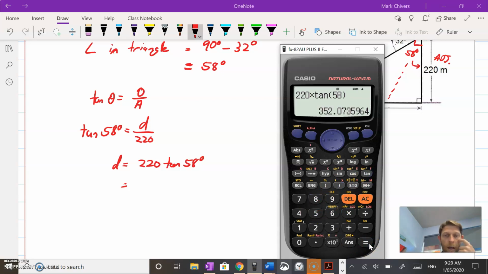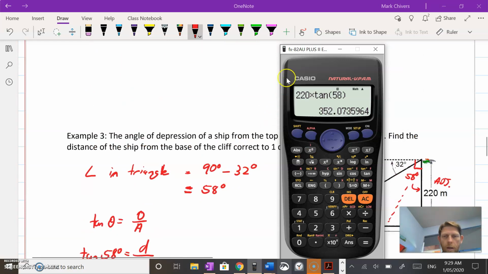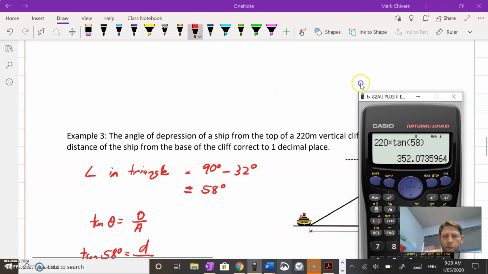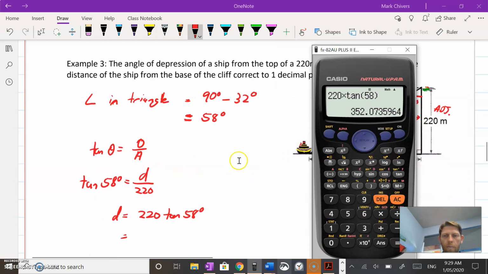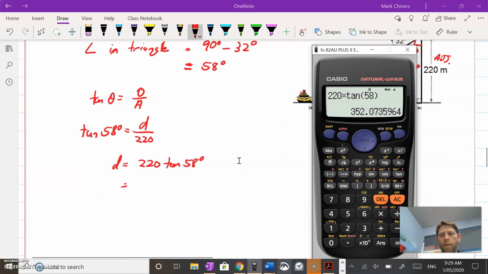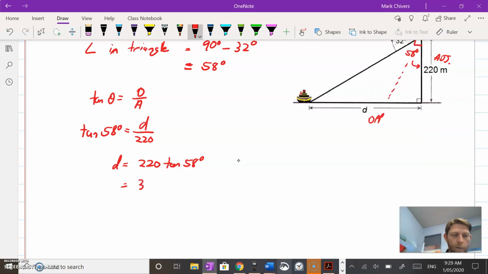And we get 352.07. The question, does it ask us for an answer correct to 1 decimal place? So 352.07, the 7 is going to round that 0 up, so it's going to be 352.1. The units were metres, and obviously to 1 decimal place.